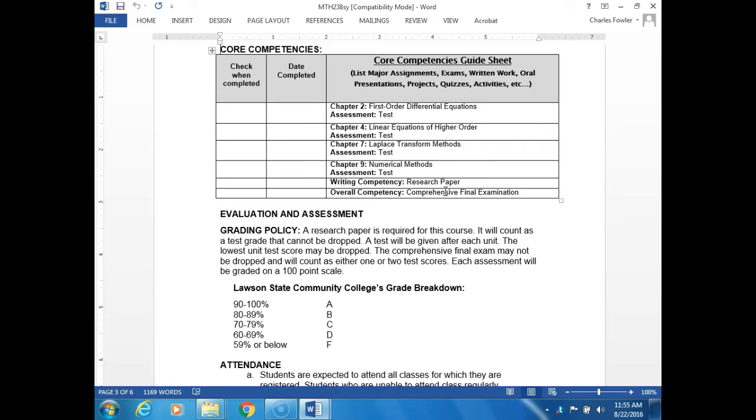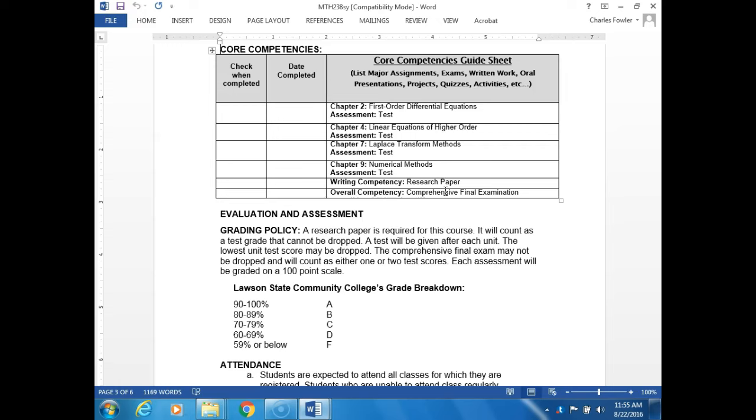Research paper is required. It will count as a test grade that cannot be dropped. That test will be given after each unit, and these will be chapters in this one. The last class had chapters; I needed to put units. This one has units; I could put chapters. The lowest unit test score may be dropped.